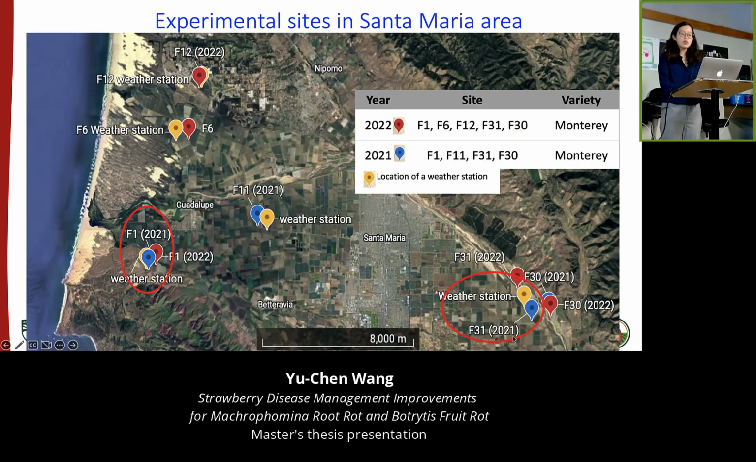Okay, here is the result. Due to the time limitation, I will only present field 1 and field 31, the raw data for 2021. Field 1 represents the coastal field, and field 31 represents the inland field.